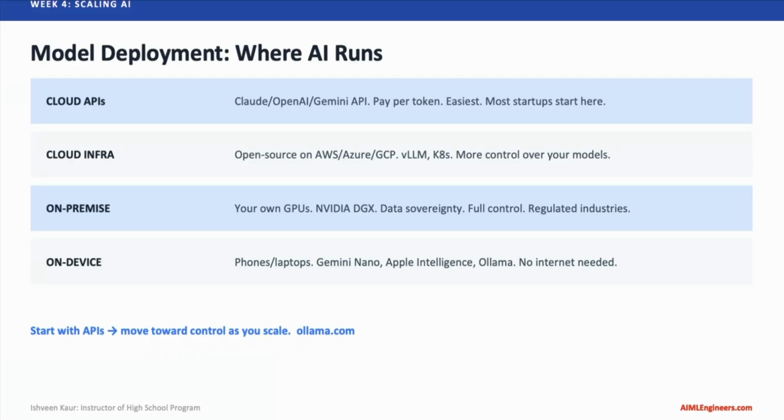Option 3 is on-premise. You buy your own GPUs in your own building. NVIDIA sells GPUs exactly for this. But this is mostly for bigger companies, and the normal person can't really afford them.